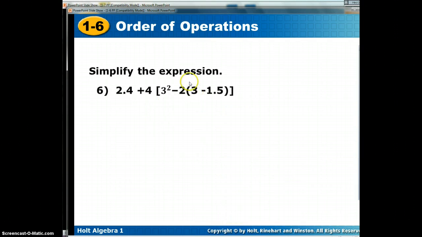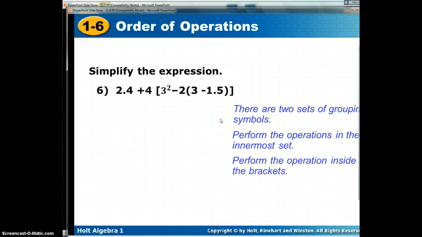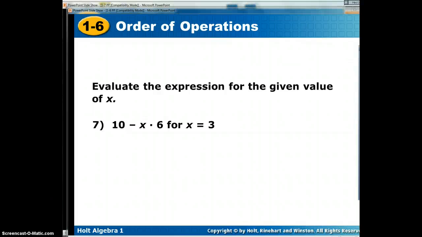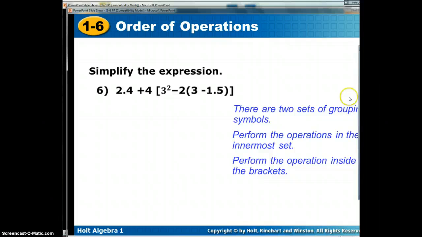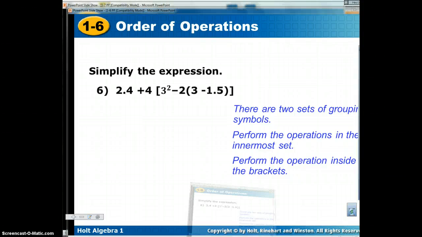Next group, I have to start with the inside group first. So there's 2 sets of grouping symbols. I have to start here. So I work 3 minus 1.5. I guess maybe I'm supposed to do this with my pen here. Let me get into this. Okay, let's back it back up. My mistake here. Okay, now we'll try it again.